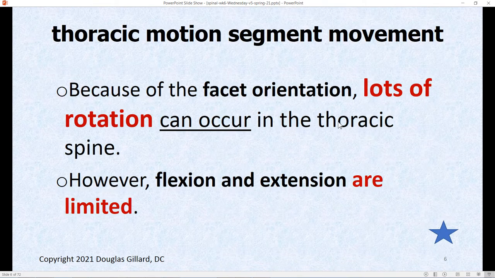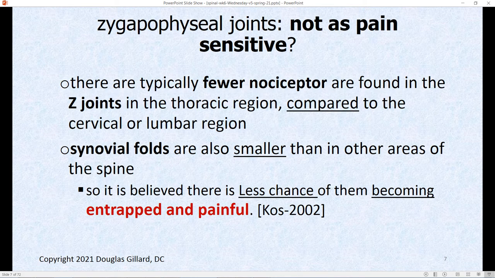All right. So because of this orientation, this kind of front and back orientation, there's a lot of rotation that can occur on these facet joints. In other words, you can do lateral bending. You can bend to the right and bend to the left, or side bending is another word for that. We'll look at the real word, the biomechanical word for that later. But there's not a lot of flexion and extension that can go on in the thoracic spine because of that and because of the ribs.